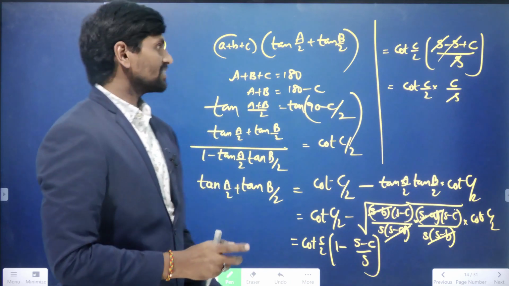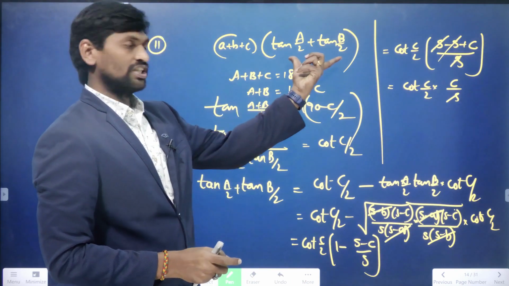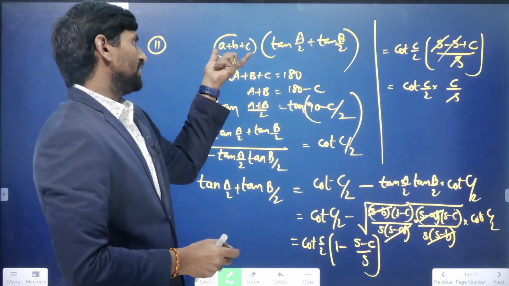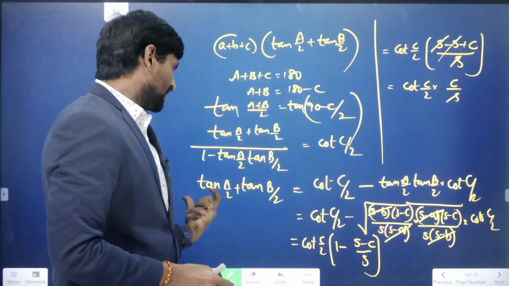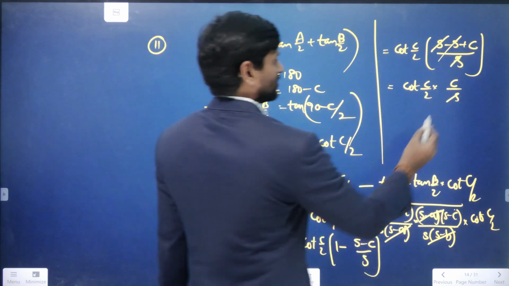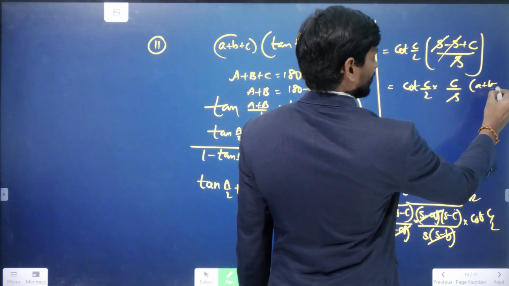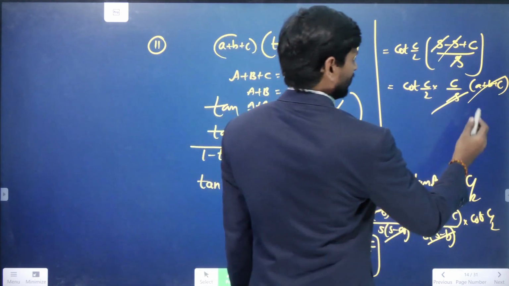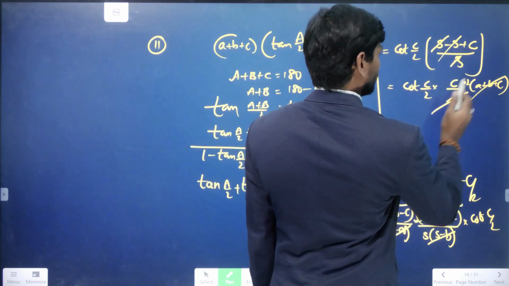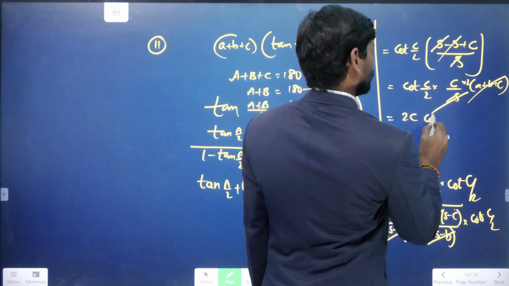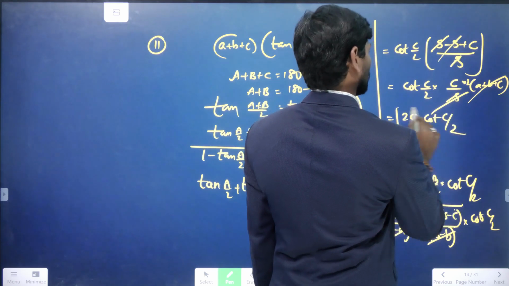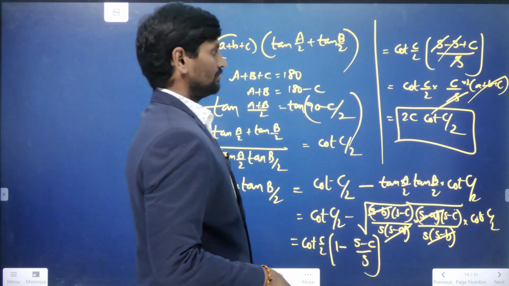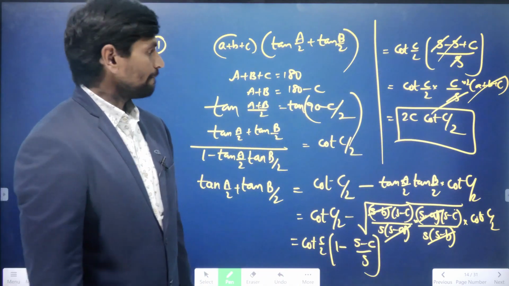But the question asked for A plus B plus C into this one. But we found only tan A by 2 plus tan B by 2. We did not take A plus B plus C. Now I am taking A plus B plus C both sides. S is nothing but (A plus B plus C) by 2. Okay na? That means here 2 will be. That is equal to 2C into cot C by 2, our required answer. Okay na?